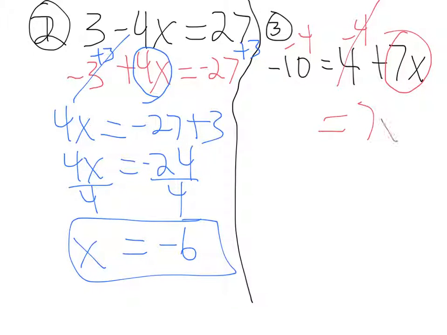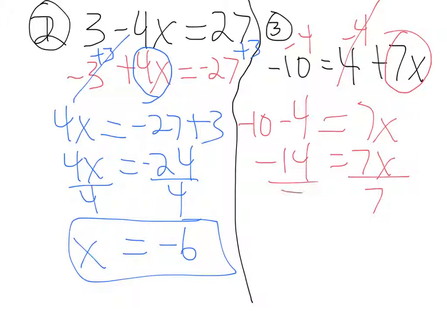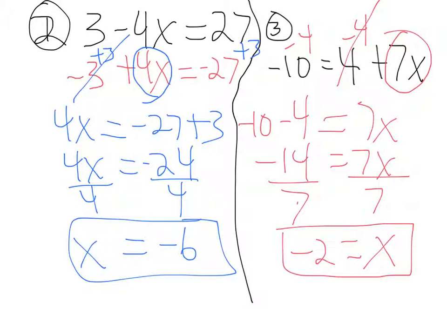So I've got 7x on one side, and the other side I've got negative 10 minus 4. With the calculator, I can type in negative 10 minus 4, or just do it in my head, and I get negative 14 equals 7 groups of x. Since there's 7 groups of x, I want to figure out what one group of x is. I divide both sides by 7. And I know that 7 goes into 14 twice, but it's negative 14, so it's negative 2. And that's my solution for x.